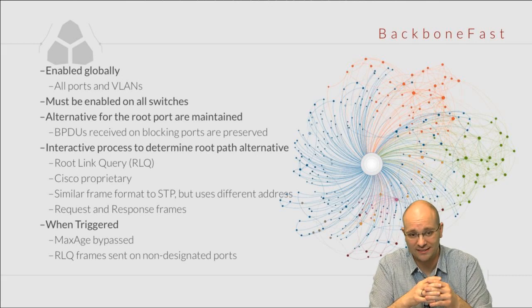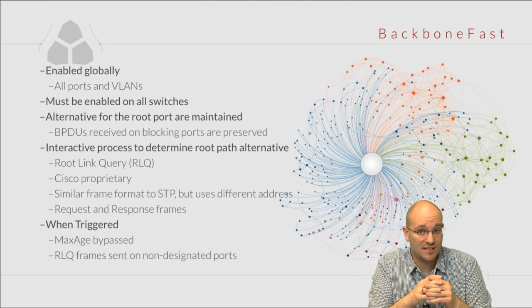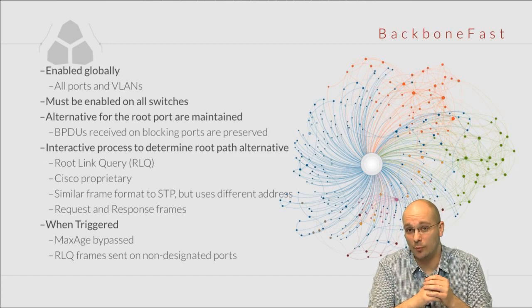instead of the slightly faster one using BackboneFast. There are two components of the root link query. There is the request message and the response message, and as you are used to by now, I'm going to show them in action.